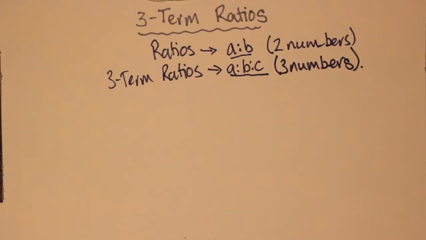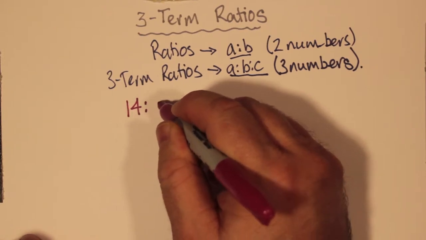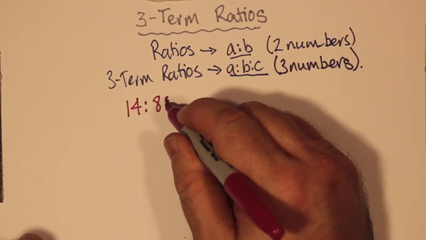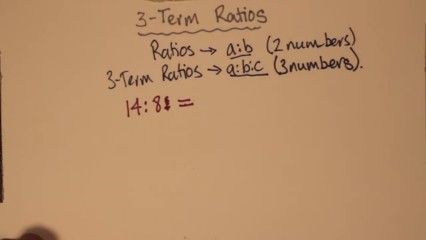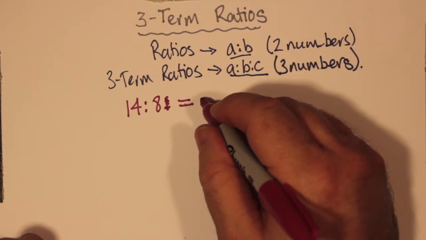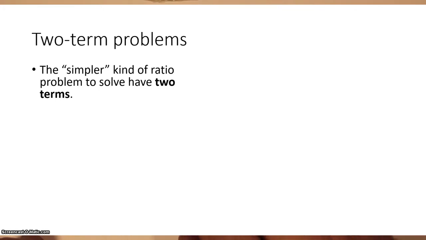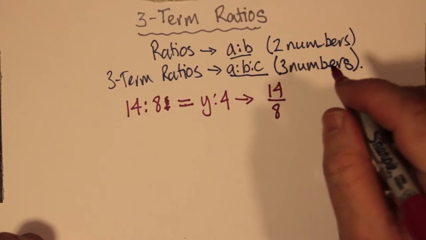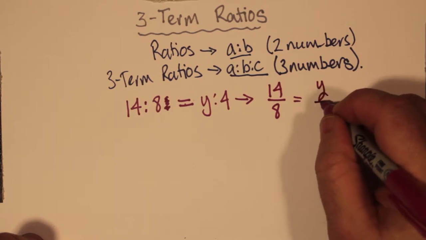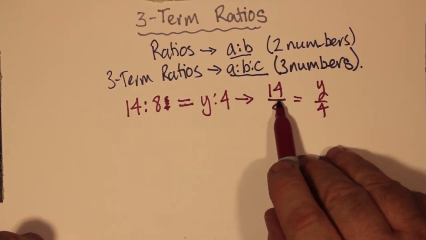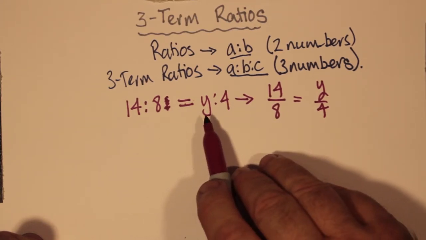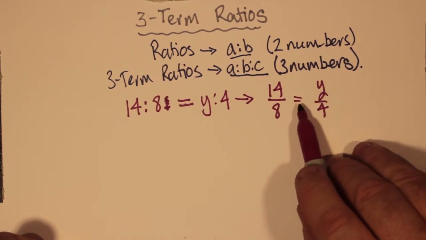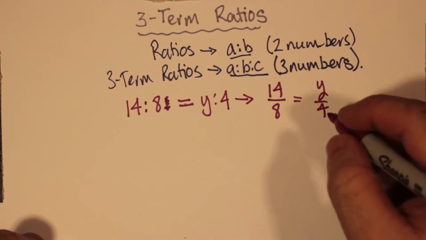So taking a rather ordinary example, let's say 14 to 8, and treat it as a two-term ratio, because that's what it is. And we'll say that it's equal to y to 4. So we're saying that 14 is to 8 as y is to 4. Well, we can rewrite it as a fraction, so that we get 14 over 8, and this is equal to y over 4. If I'm deciding that the first number goes on top in the numerator of one of the ratios, then in the other ratio, the first number should also go on top in the numerator on its side of the equal sign.